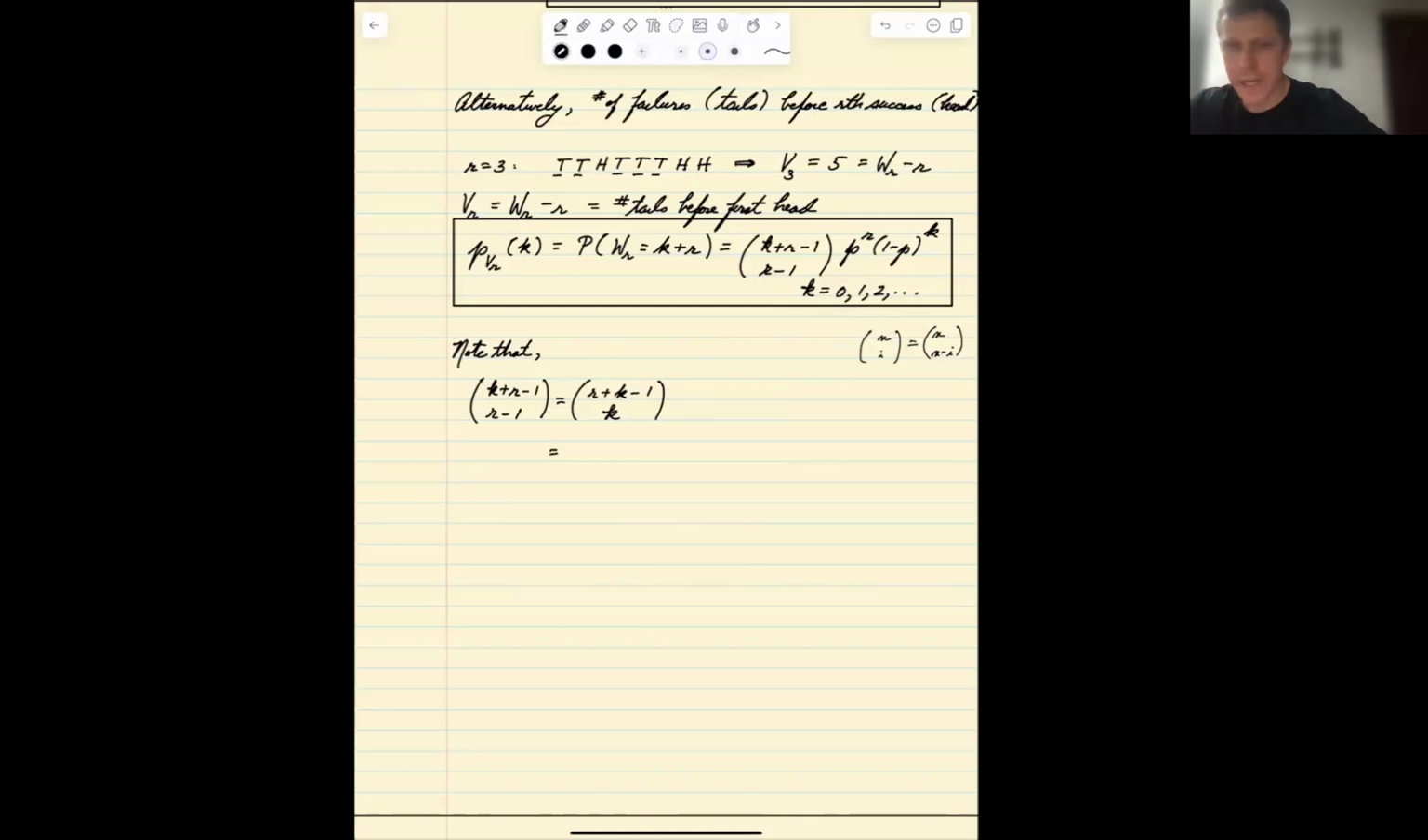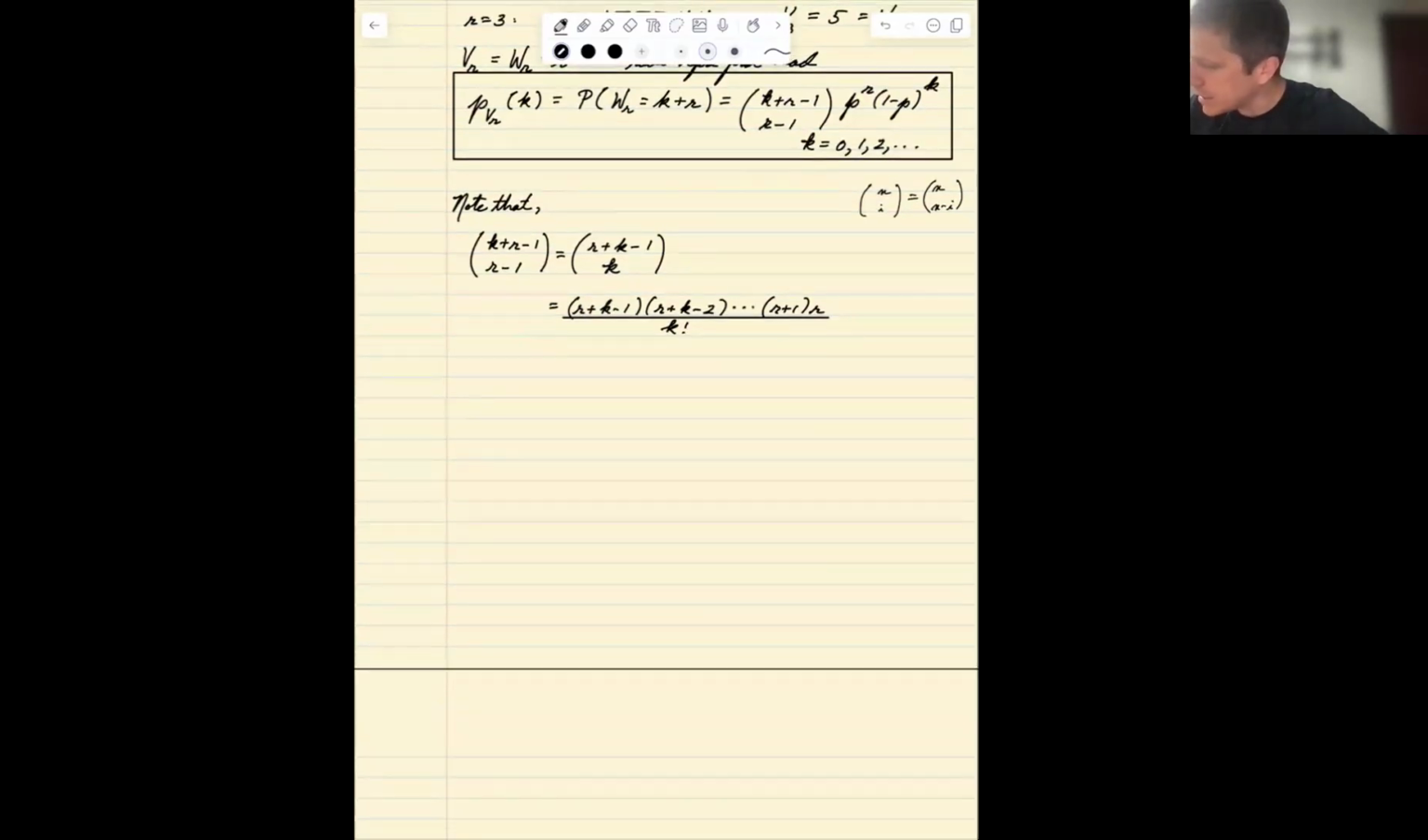And when we use that here, what we get on the top is r plus k minus 1, r plus k minus 2, etc., all the way down to r plus 1 to r, and the denominator is k factorial. Okay, so now something interesting we can do is that you can see there's k terms up here. And let's take a -1.